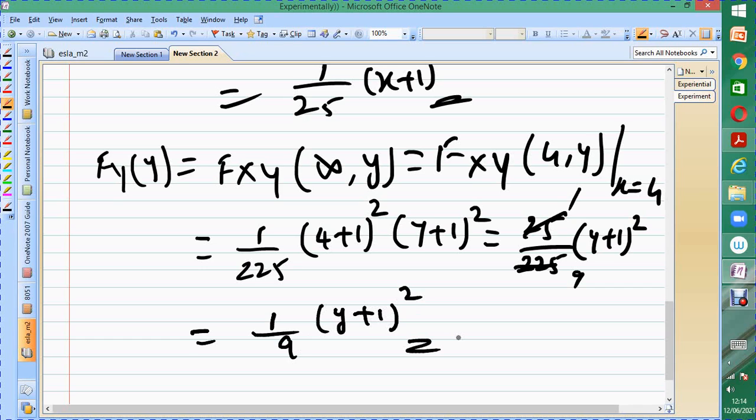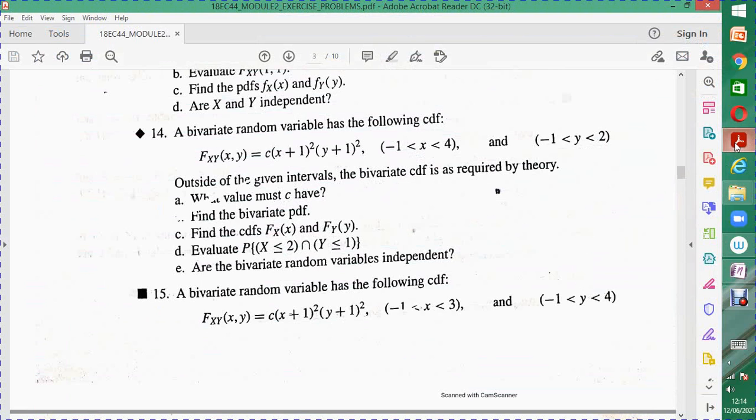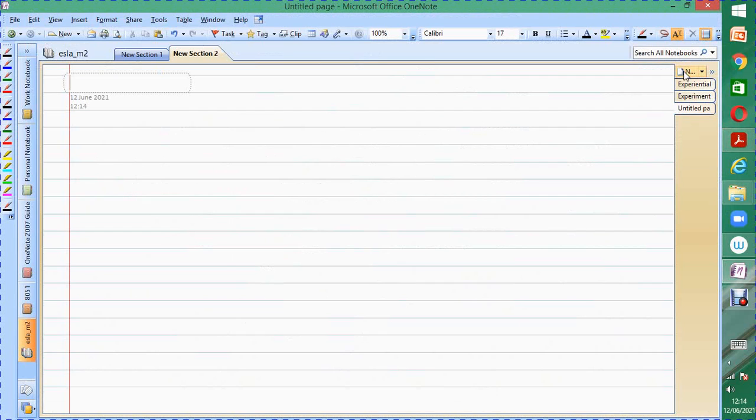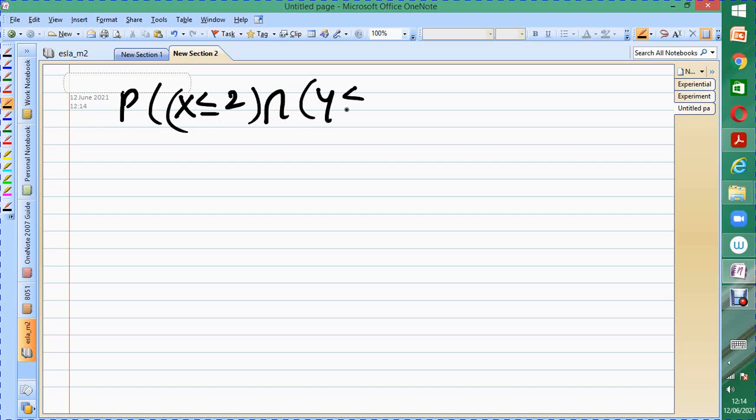So this is the answer for the marginal CDF. And similarly you can calculate the other one. In the next part we are asked to evaluate the probability with the given range. So here we will see how to calculate this. We will go to the next page. Here we are asked to calculate P of x less than or equal to 2 intersected with y less than or equal to 1. So this has to be evaluated.